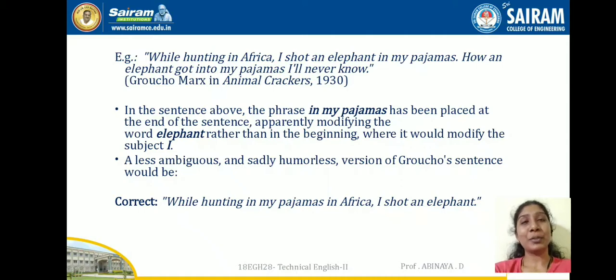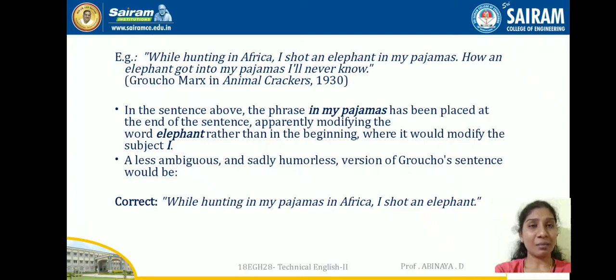So, do you think the sentence is making any sense? Actually, the sentence is a humorous sentence, right? But how can an elephant be in one's pyjama? I shot an elephant in my pyjamas. How can a person shoot an elephant in a pyjama? An elephant is not in one's pyjama, right? Okay. So, here the words are jumbled, right?